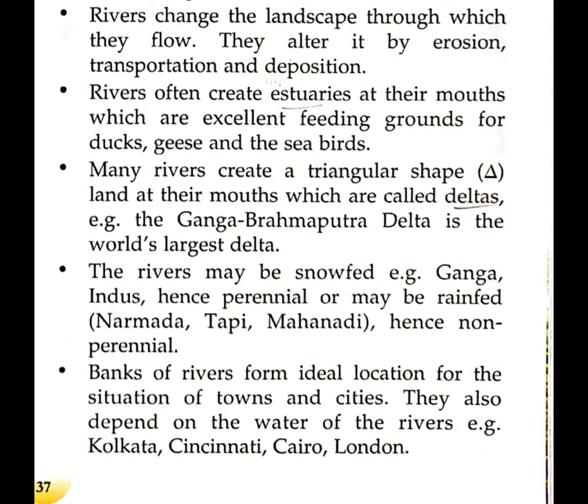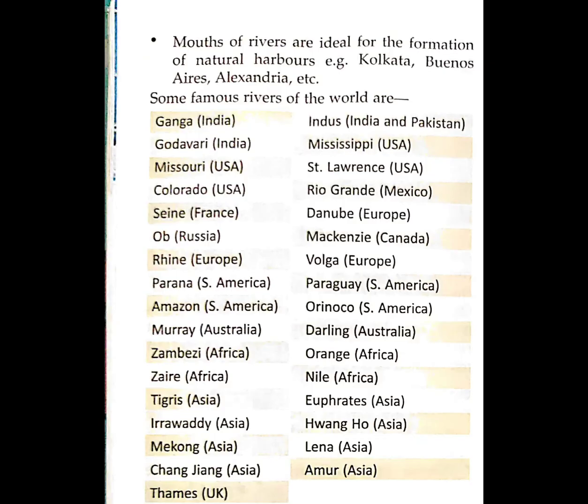Now, the banks of rivers form an ideal location for the situation of towns and cities. Most people situate their cities or build their houses near the banks of rivers. They also depend on the water of the rivers. Example: Kolkata, Cincinnati, Cairo, and London. Mouths of rivers are ideal for the formation of natural harbors. Example: Kolkata, Buenos Aires, Alexandria, etc.